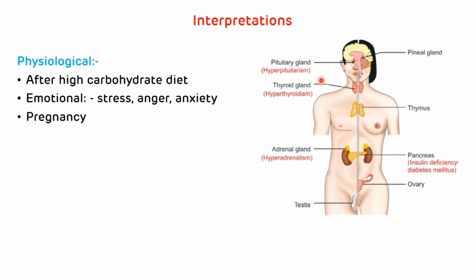And the pathological reasons for the hyperglycemia are insulin deficiency, that can be absolute and relative, which leads to diabetes mellitus. If there is any hyperactivity in the adrenal gland, thyroid gland, and pituitary gland, then they can also lead to the hyperglycemia. These are the various physiological and pathological reasons of the hyperglycemia, and the most common one is the insulin deficiency, which leads to diabetes mellitus.